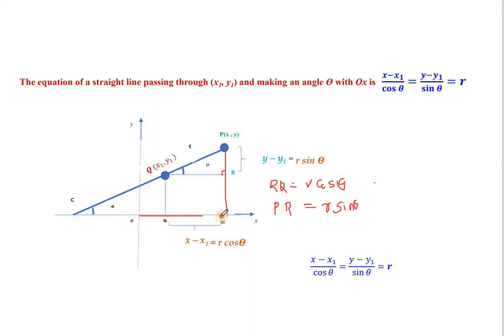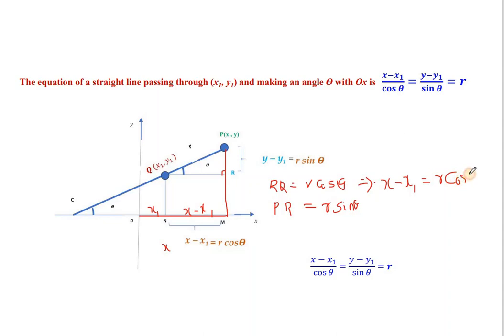This distance we have it as x because this is the point P of x, y. So if we have got this as x and this one being x1, so if you want to know what is NM, then it is x minus x1. So this length being same as this, we conclude that x minus x1 is equal to r cos theta.